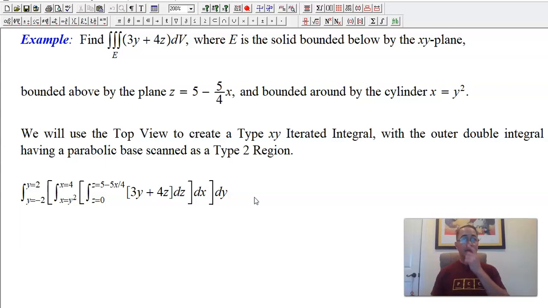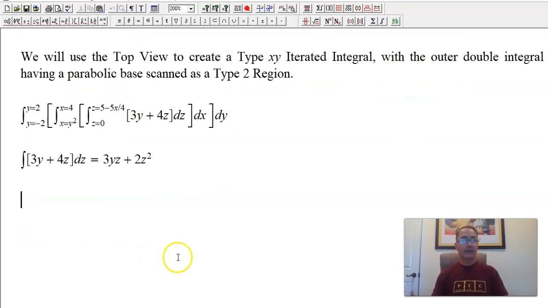So here we are. Shall we start with the inner integral? Integrate with respect to dz. y is a constant, so we will get 3yz. 4z becomes 2z squared. Excellent. We do have a square, but that's okay.